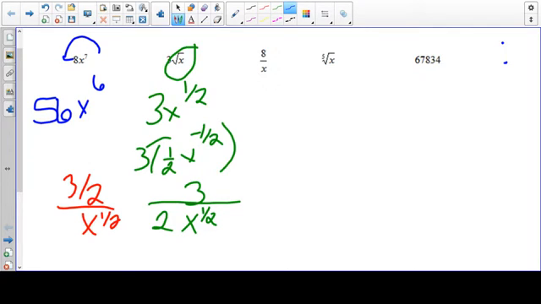Or some other people wrote 1.5 over x to the 1/2. We want to keep everything the same. We don't want to put decimals in with fractions. We either want it all decimals or fractions. So in this case, just get used to hanging out with fractions.